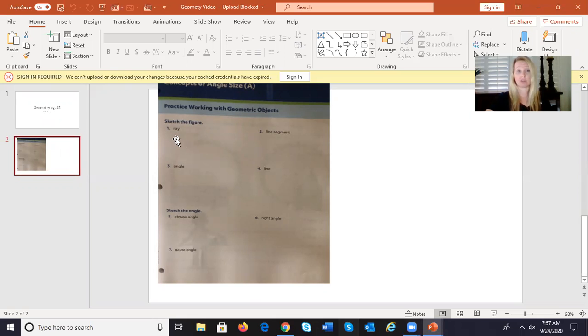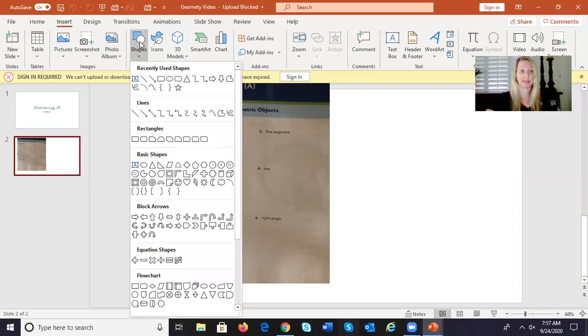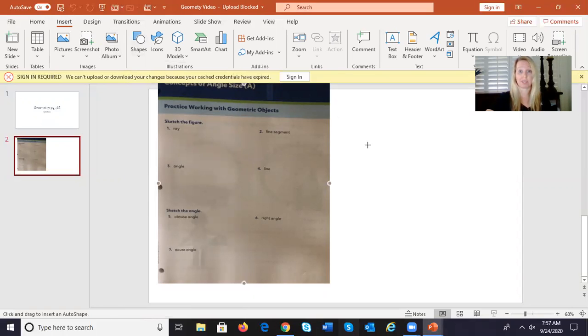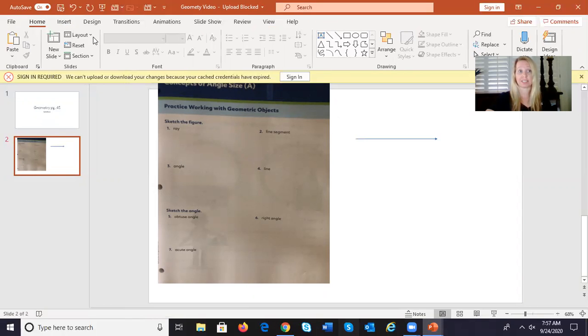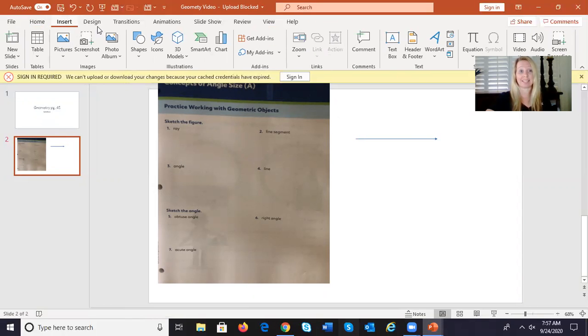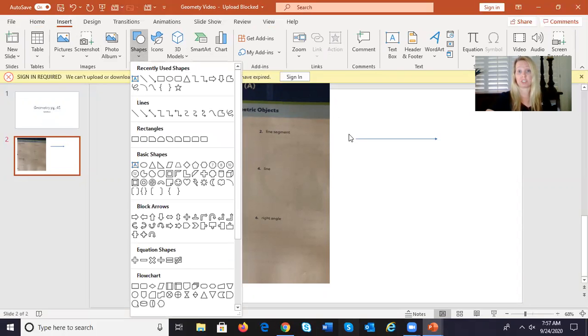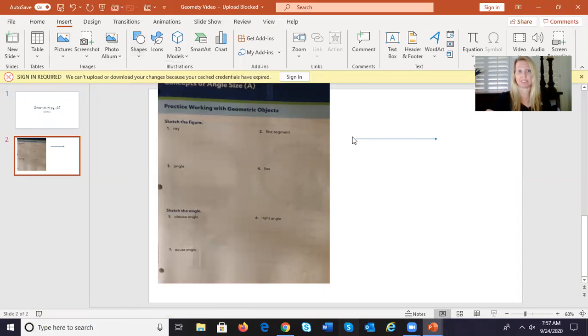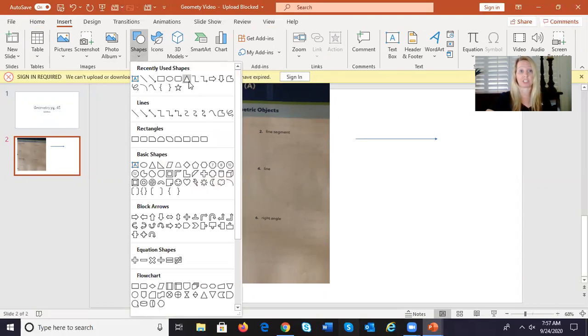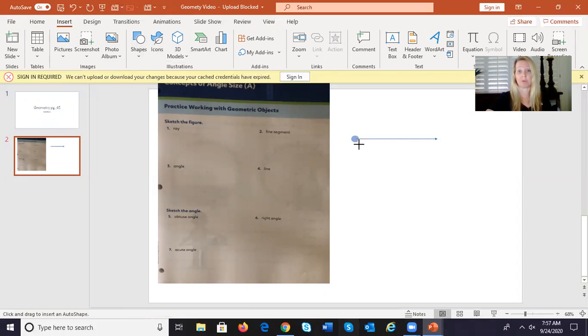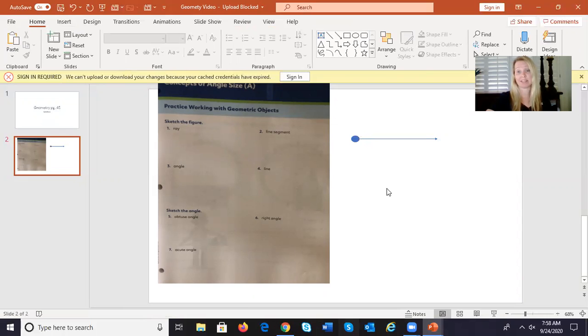A ray is going to have a point, and then it's going to have a line. So let me go ahead and take out my line here, and I'm going to draw a ray. A ray looks like this. It's going to go on in one direction, and it has a point at the end. So a ray starts with an end point, and then it goes on in one direction. So that's how you can remember ray this week. When you are hearing that word, you can visualize this picture, okay?